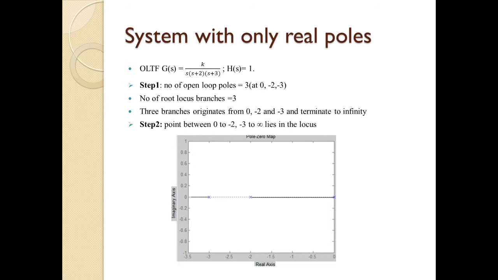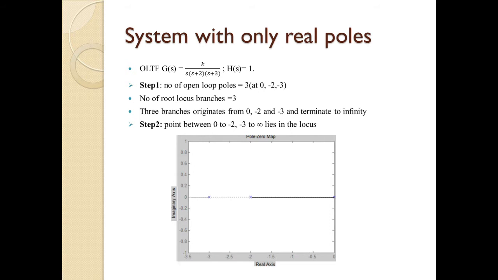To draw the root locus, first we need to find the number of open loop poles of the given system. The number of open loop poles of this system is 3, and these 3 poles are located at 0, -2 and -3, which can be found by equating the denominator to 0.